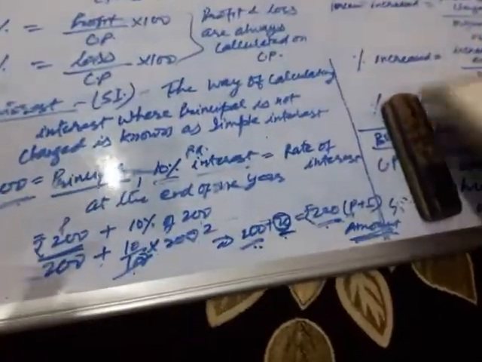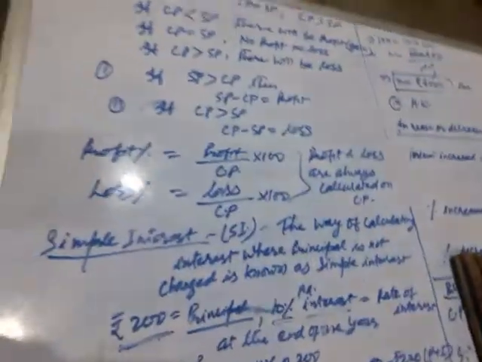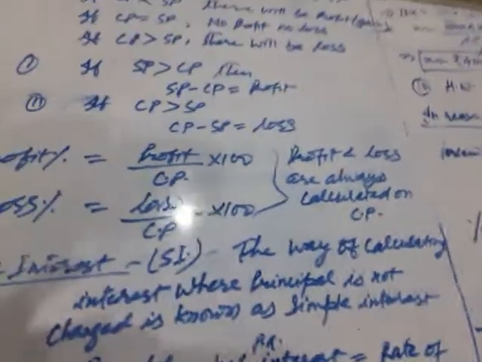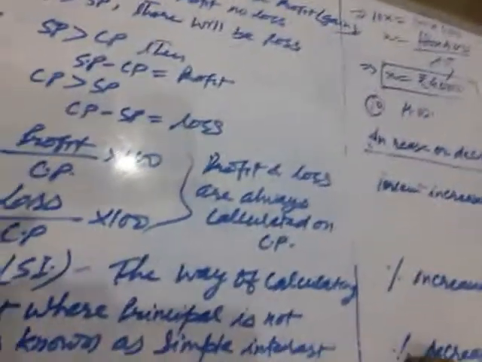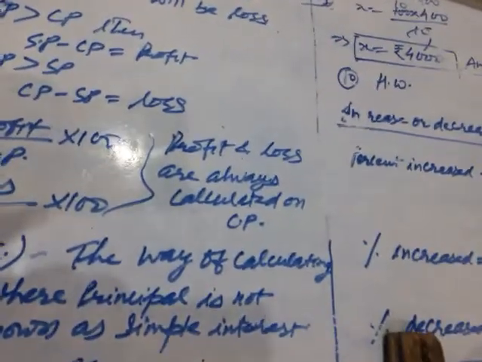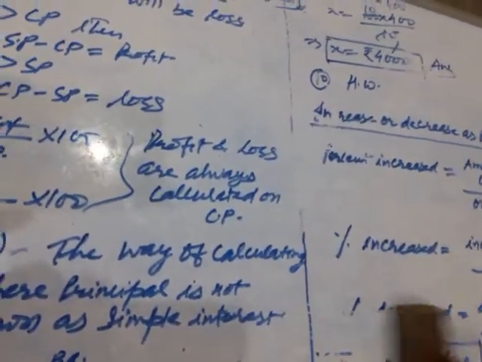So I hope you have understood the situation. Now let us write some formula in this regard. You have understood what is simple interest. The way of calculating interest where principal is not changed, it is always fixed. Such an interest is known as simple interest.